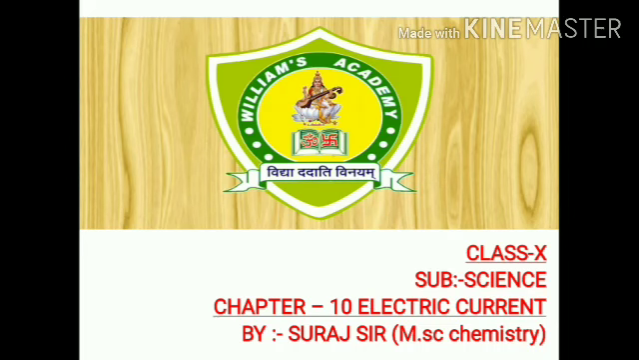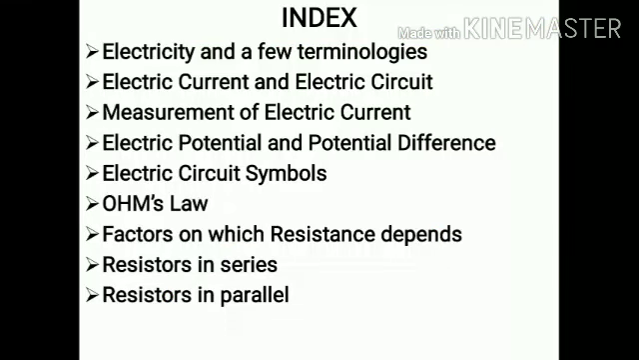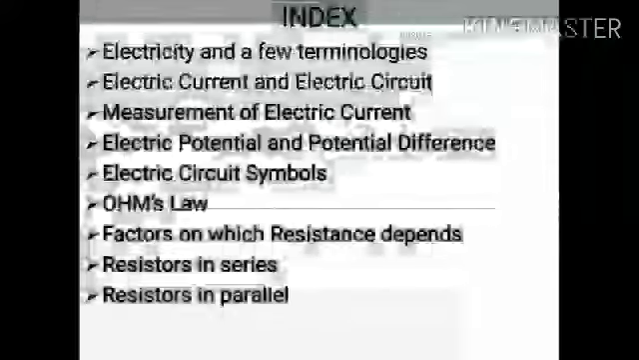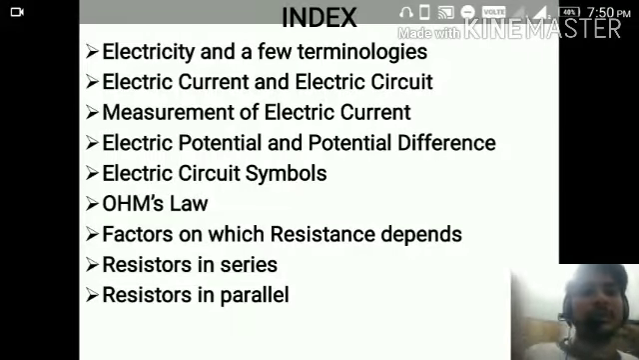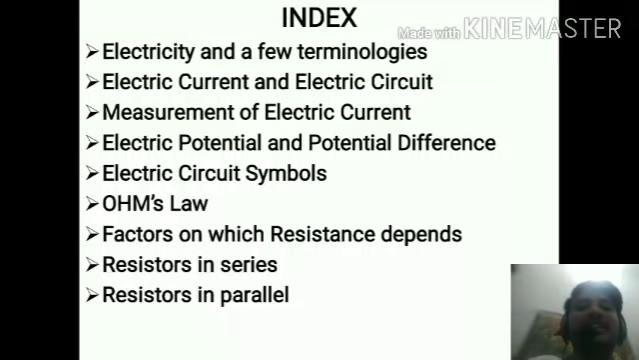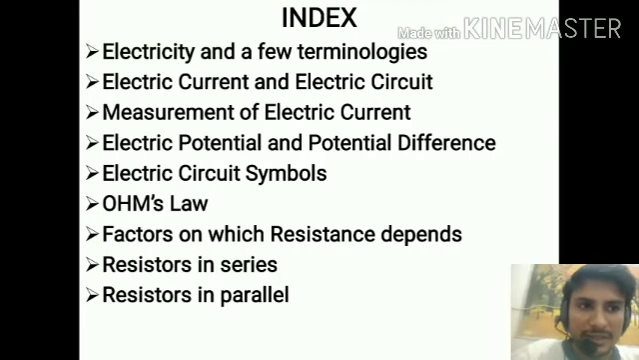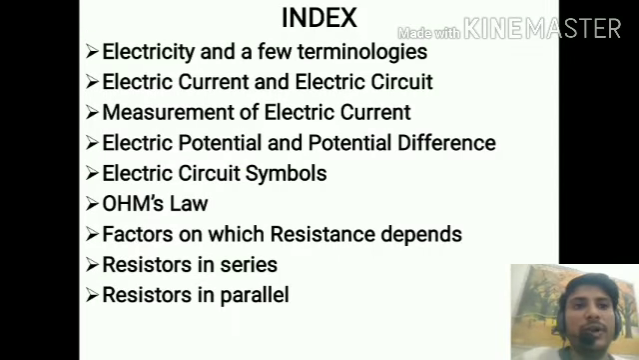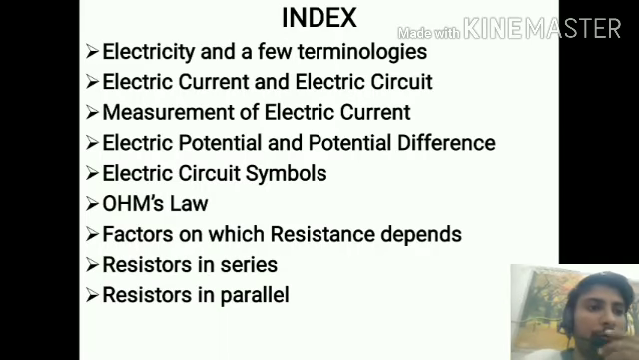In this chapter we will study these points. The first point is electricity and few terminology. Second is electric current and electric circuit. Third is measurement of the electric current. Fourth is electric potential and potential difference. Then electric circuit symbols, Ohm's law, resistors in series combination, and resistors in parallel combination. These points we have to study together in this video.